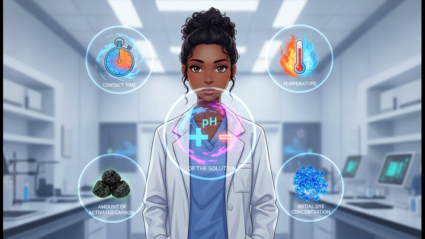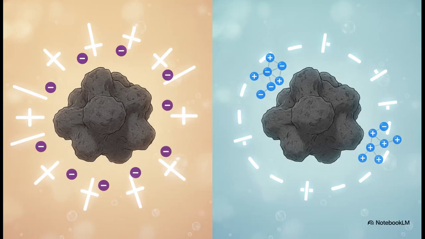But honestly, one of the most critical factors of the whole process is the pH of the solution. The pH totally dictates the electrostatic attraction here. Because methylene blue is a cationic dye, meaning it carries a positive charge, it is best captured when the water's pH is high or alkaline. That high pH creates a negative charge across the carbon surface, and, as we all know, opposites attract. It creates this perfect electrostatic attraction, practically locking the pollutant right onto the carbon.